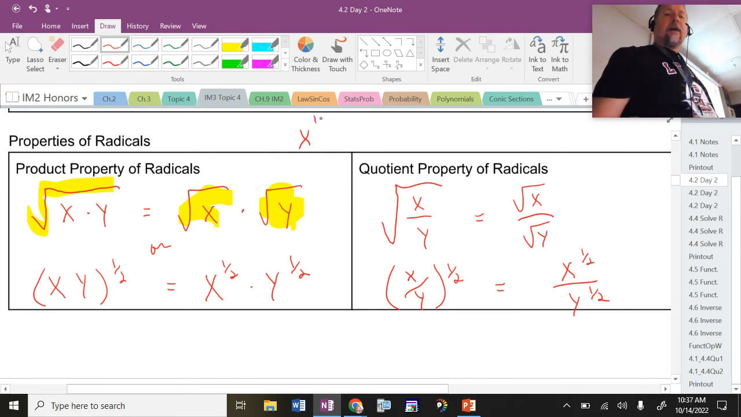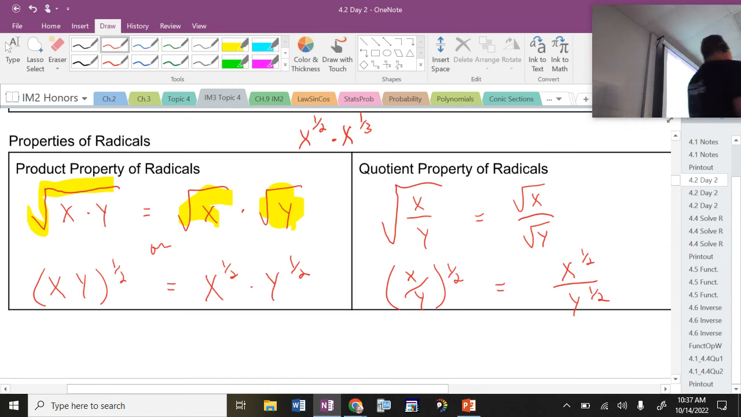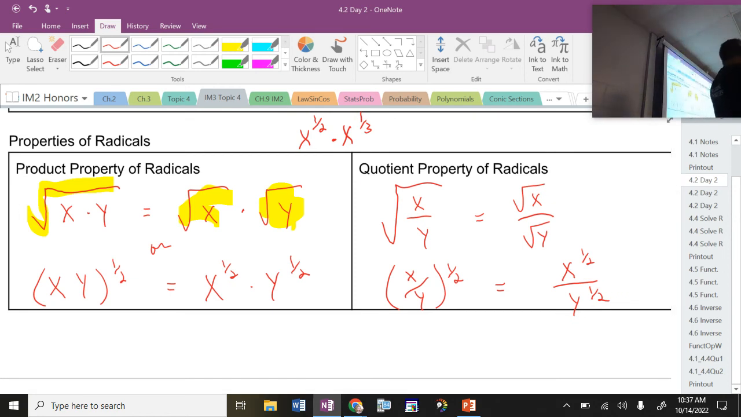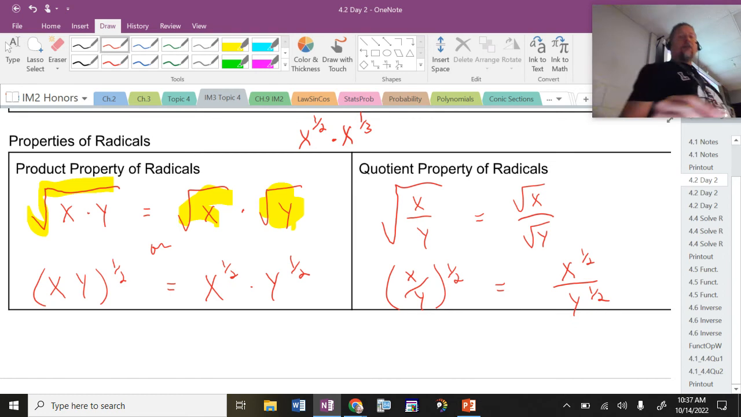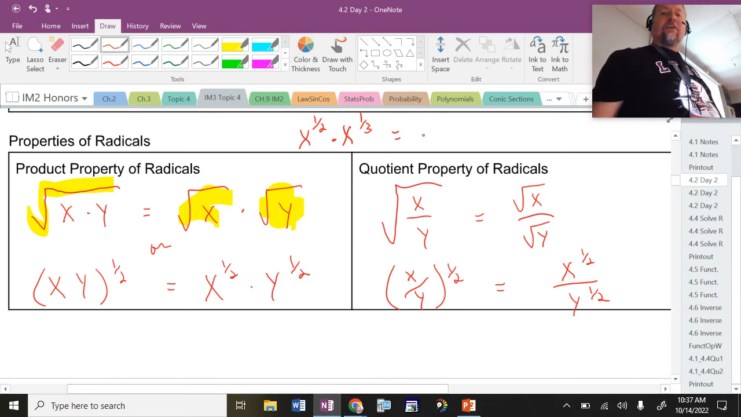What would I do for x to the 1/2 times x to the 1/3? First of all, what's the rule? What do I do with the exponents? I'll give you a 50-50. Do you add them or do you multiply them? 3, 2, 1, go. Add them. When it's x times x, you add them. How do I add fractions? I need a common denominator. This would be 3/6. This would be 2/6.